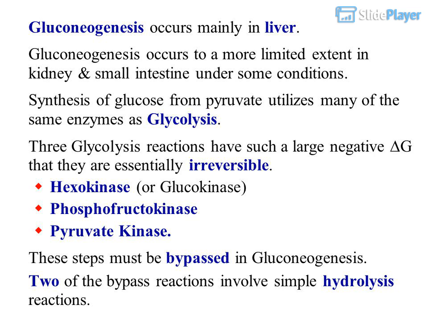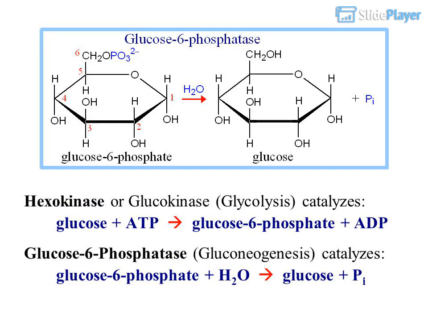Hexokinase, or glucokinase. Phosphofructokinase. Pyruvate kinase. These steps must be bypassed in gluconeogenesis. 2 of the bypass reactions involve simple hydrolysis reactions. Hexokinase or glucokinase, in glycolysis, catalyzes glucose plus ATP, glucose 6-phosphate plus ADP.